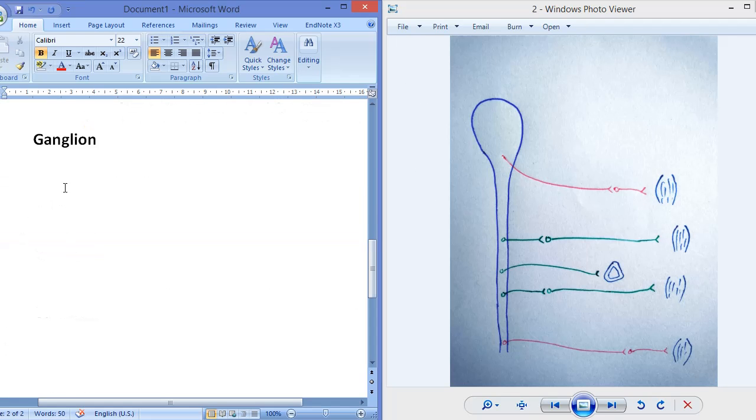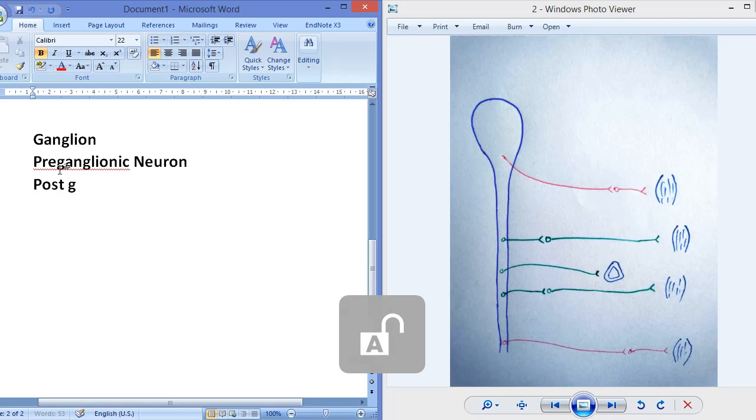The preganglionic neurons, and postganglionic neuron. The preganglionic neuron of the parasympathetic nervous system is longer than the postganglionic neuron, while the preganglionic neuron of the sympathetic nervous system is always shorter than the postganglionic neuron.